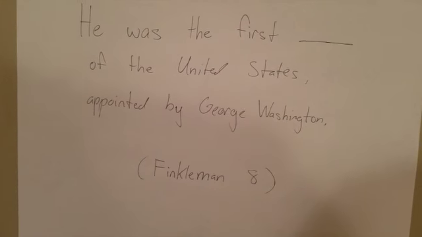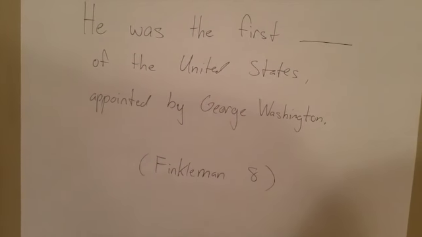Correct. Let's go with politics for 400. He was the first blank of the U.S. appointed by George Washington. What is the Chief Justice of the United States? That's correct. Let's go with treaties and acts for 100.